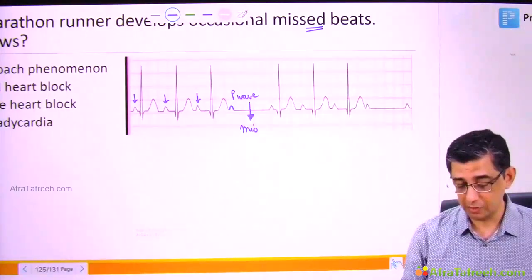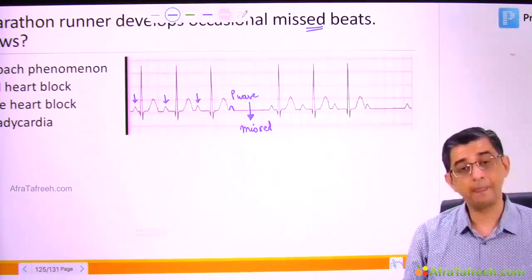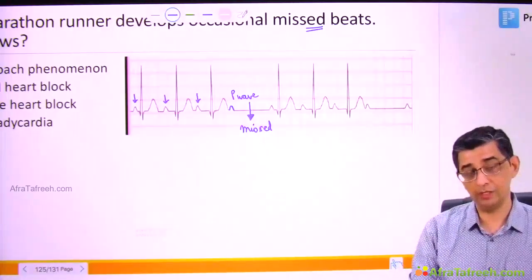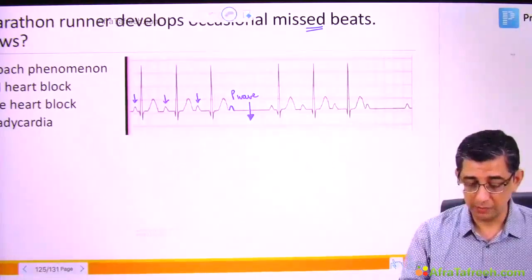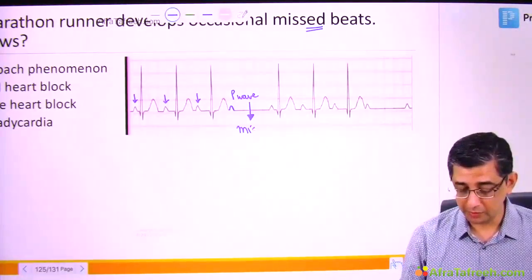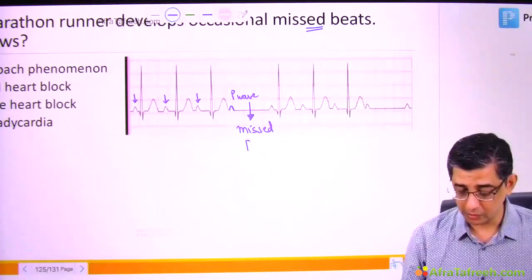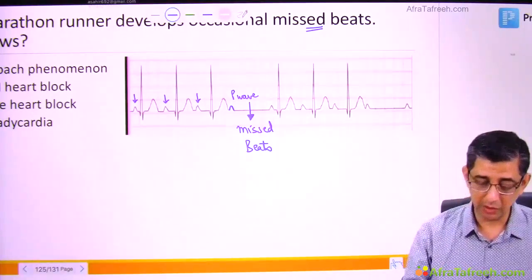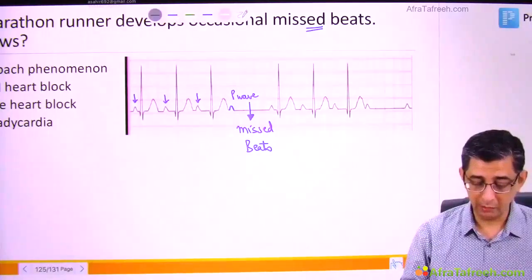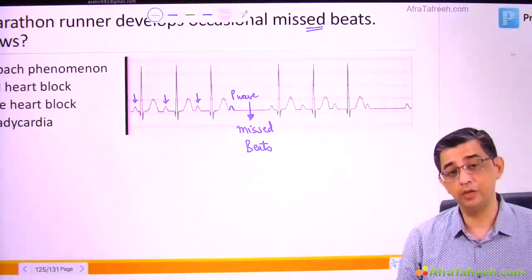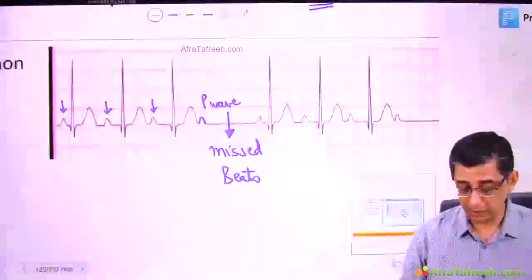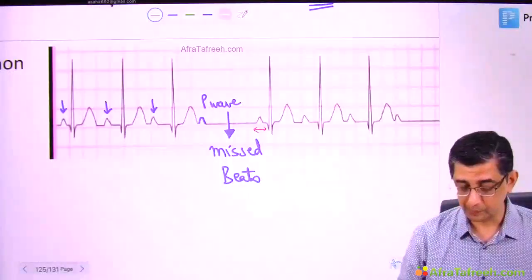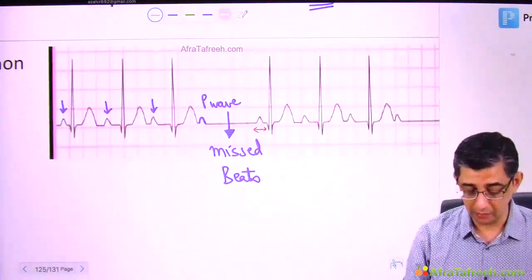This person was saying that I was feeling dizzy, and if I put my hand on my pulse, I feel as if the pulse is disappearing in between. So missed beats always point towards the etiology being either Mobitz 1 or Mobitz 2 heart block. Let us now see what you are supposed to do. In the exam, because there is limited time, whenever you read about missed beats, just identify the missed beat, then look at the PR interval after, and then look at the PR interval before.